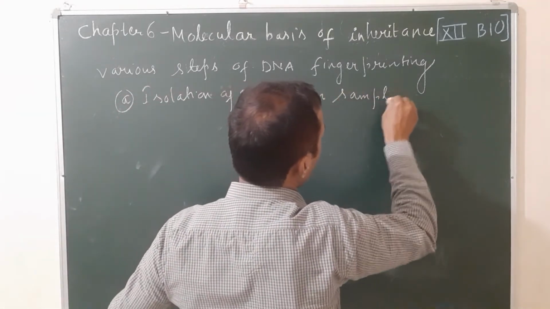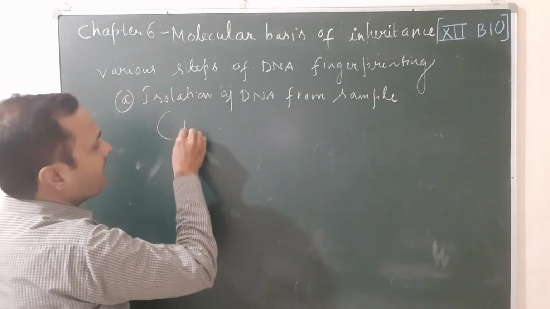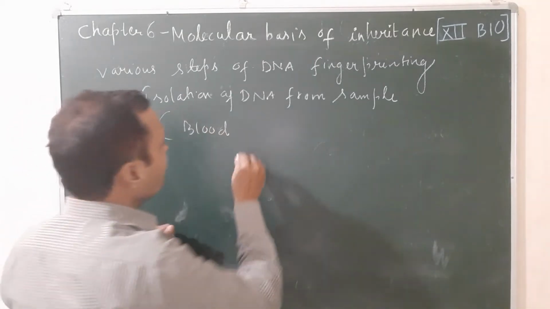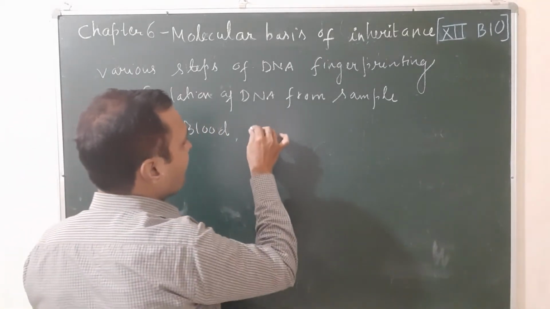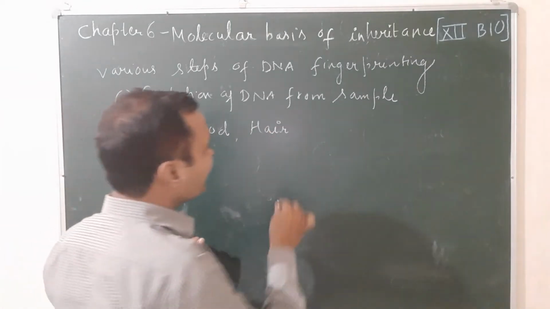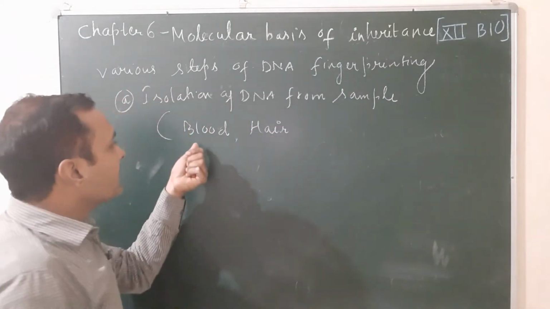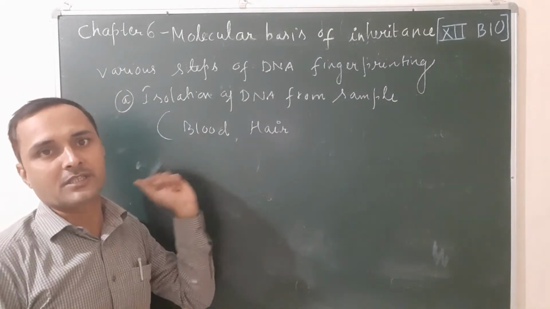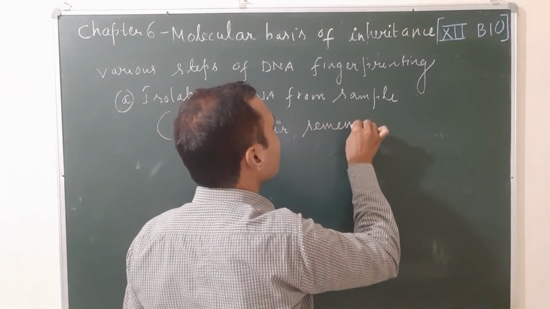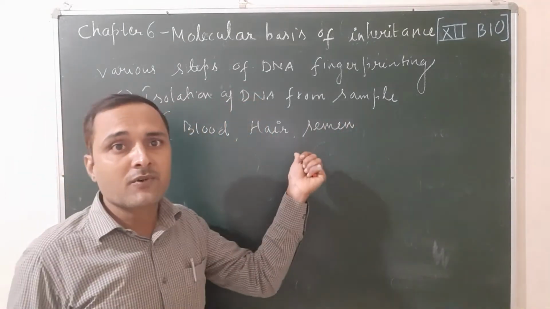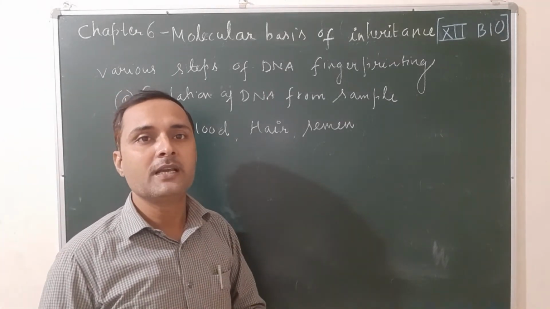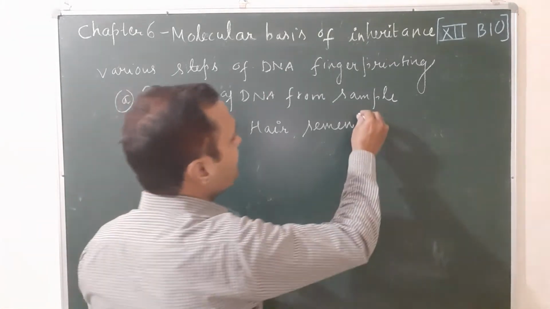This sample may be either blood, as in murder cases, or hair from the crime scene area. Here also there is DNA, and blood cells contain DNA. The third one may be semen in case of rape cases. When rape is involved, semen is collected for DNA fingerprinting. This semen acts as the sample in rape cases. So this is step 1.